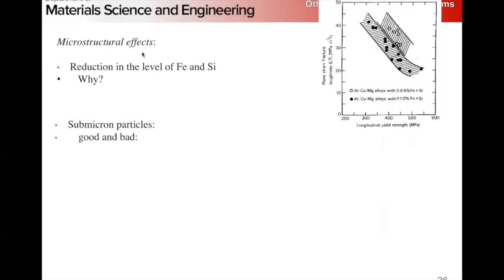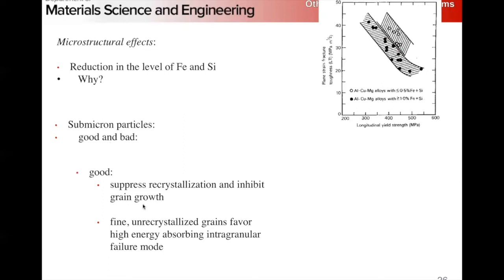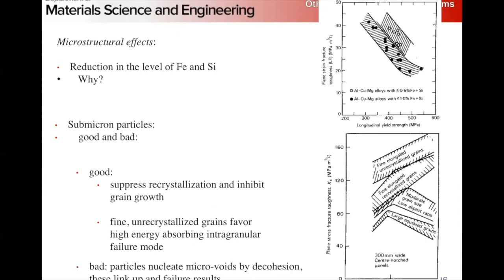Okay. We want to reduce the level of iron and silicon, right? Otherwise we get these submicron particles. The good is it suppresses recrystallization and inhibits grain growth, and our fine grain structure favors an intragranular failure mode. The bad is these particles nucleate microvoids by decohesion, and these microvoids can then link up and give us failure, right? However, you see here that our fracture toughness for fine unrecrystallized grains is much, much higher than for large equiaxed grains.